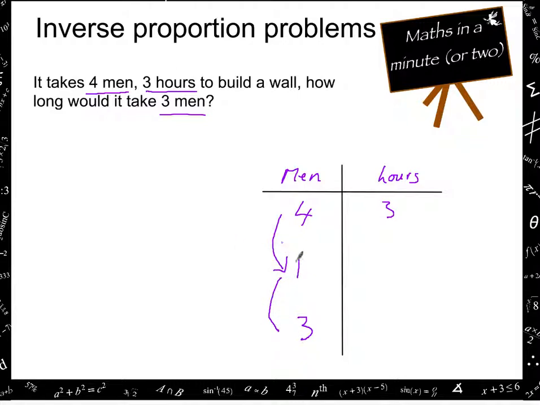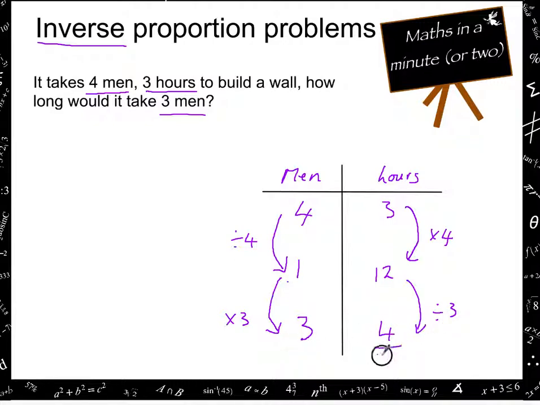So to get from 4 to 1, we would divide by 4. To get from 1 to 3, we're going to times by 3. Now because it's inverse, we do the opposite on the other side. So rather than doing the same like we do with the direct, we're going to multiply by 4 this time. That will give us 12. And then we're going to divide by 3, which means we've got 4. So it's going to take 3 men 4 hours.